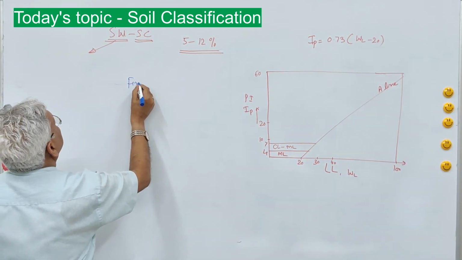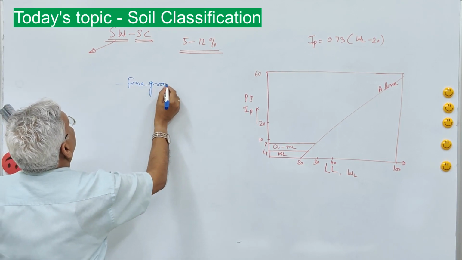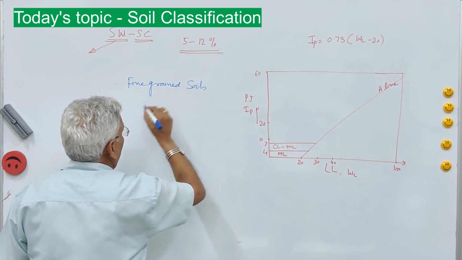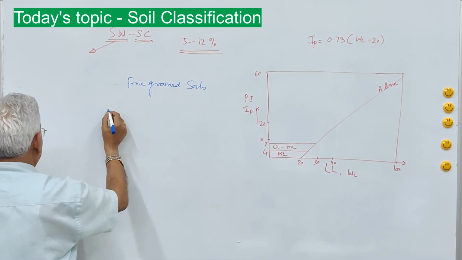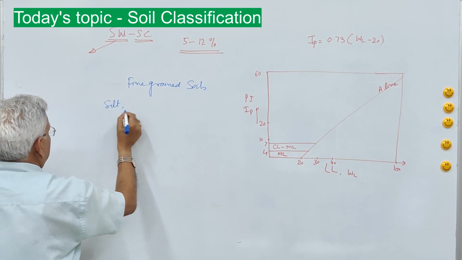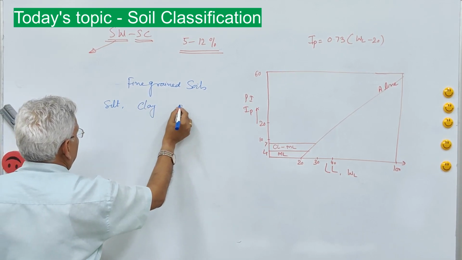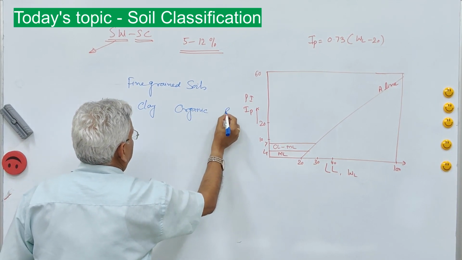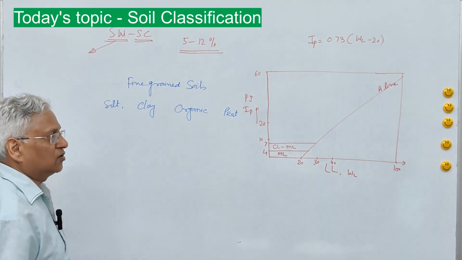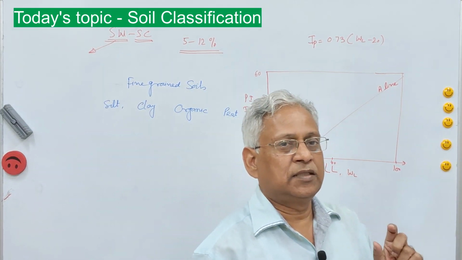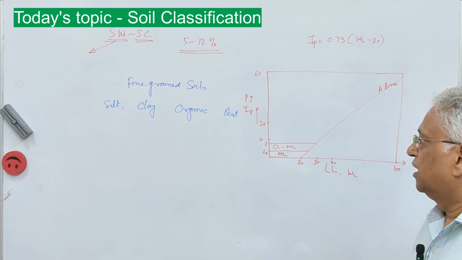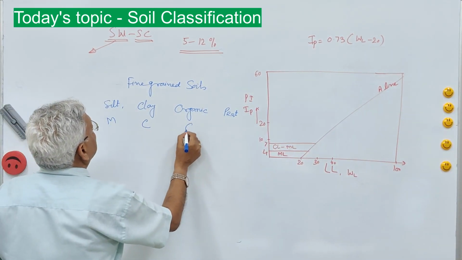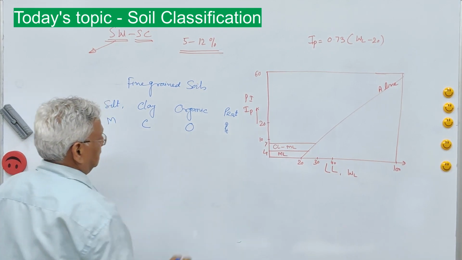Fine grained soils are classified into 4 categories or 4 groups. One is silt, clay, organic and peat. Peat is a special class of clay which is very spongy and fibrous. Silt is designated by M, clay by C, this is O and this is PT.